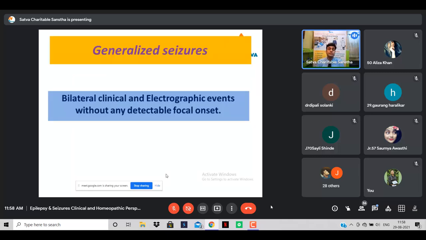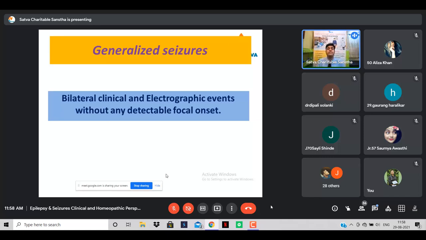So now let us go on to another category, which is known as generalized seizure. We were talking about the partial seizure, now we talk about the generalized seizures. These are the seizures where we find bilateral clinical and electroencephalographic events without any detectable focal onset.